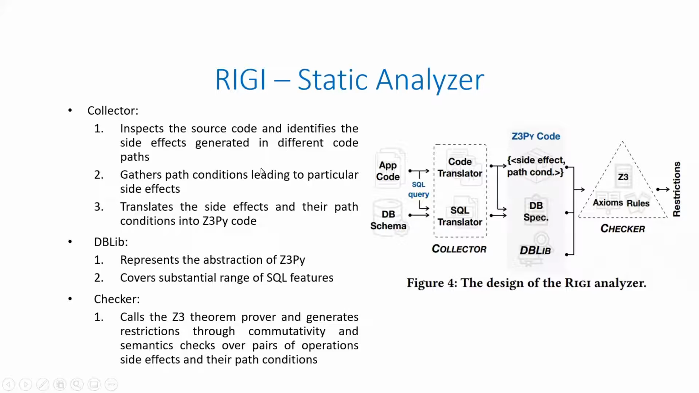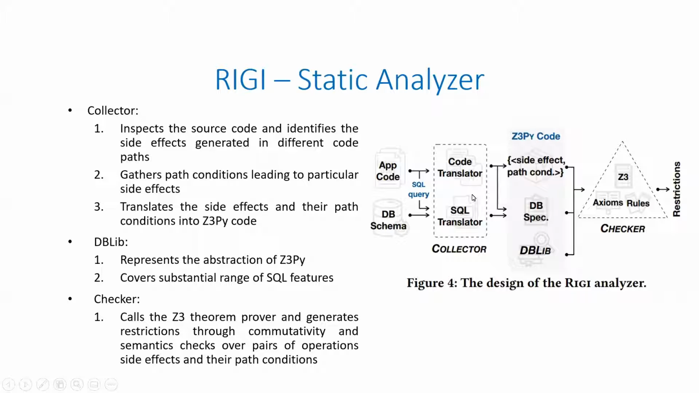First, the collector inspects the source code and identifies if there are any side effects that could be generated from the code paths. For that, obviously, it will have to create a graph, a tree-like structure, and then traverse through each and every path to see all the effects, like what happens if the program goes into this path, what the side effects are, and things like that.